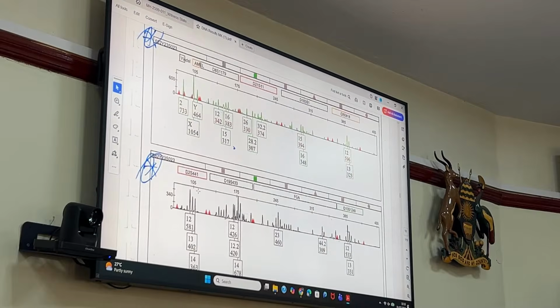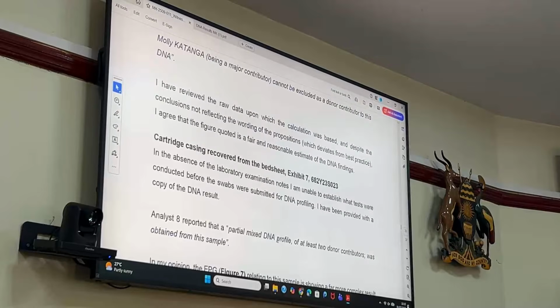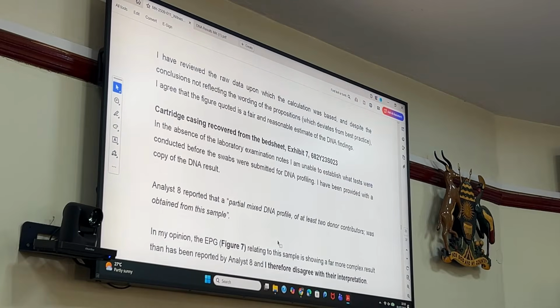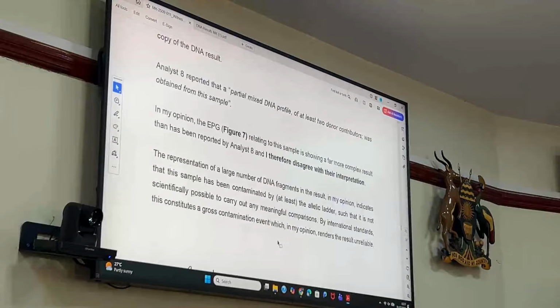Now, what was sample 23? Sample 23 was a cartridge casing recovered from the bed sheet, Exhibit 7. And what did analyst number 8 say he had found on cartridge number 23? From the DNA report, analyst 8 stated that a partial mixed DNA profile of at least 2 donor contributors was obtained from this sample. And go back to the sample.